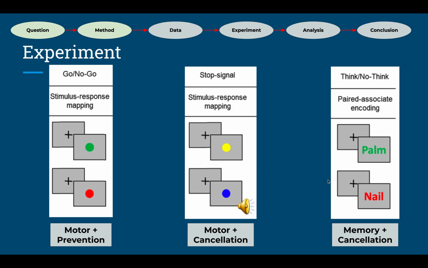In the think no-think task, the user is asked to memorize a set of cue targets. When the cue with a specific color is presented, they are asked to remember the targets, otherwise do not recall the targets.